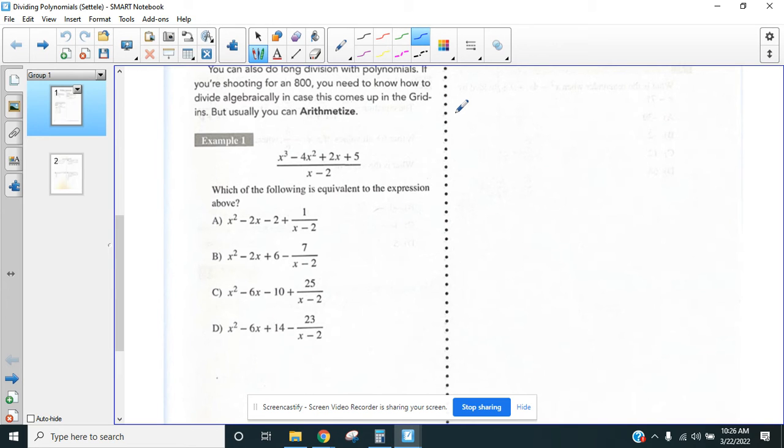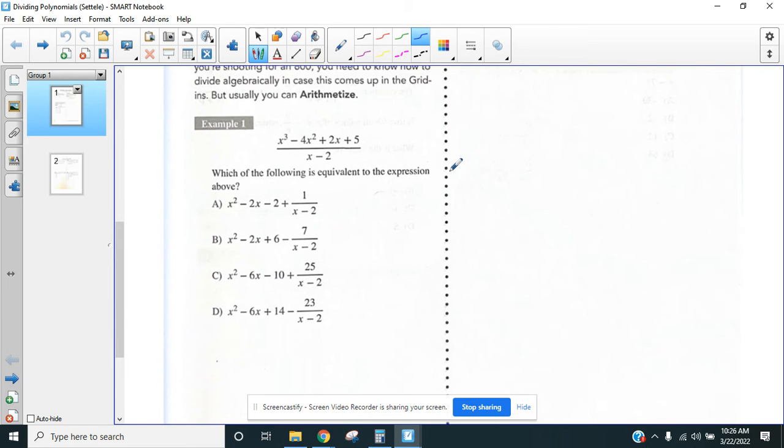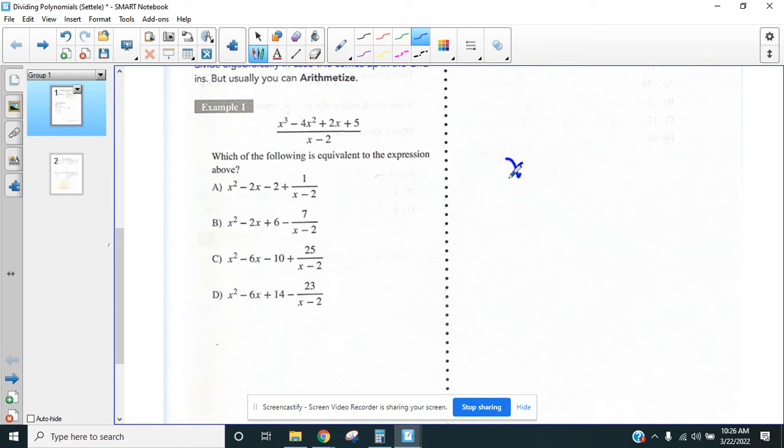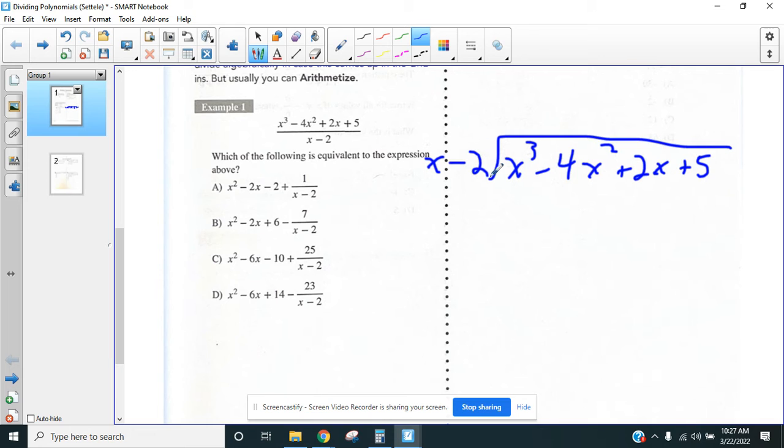All right, which of the following is equivalent to the expression above? Now, you can always arithmetize, like I said, but if you're starting off and you're going to try it out the long way, this is how you should begin. I'm going to give you about a minute to start. I just want to remind you, this is how you begin, right?